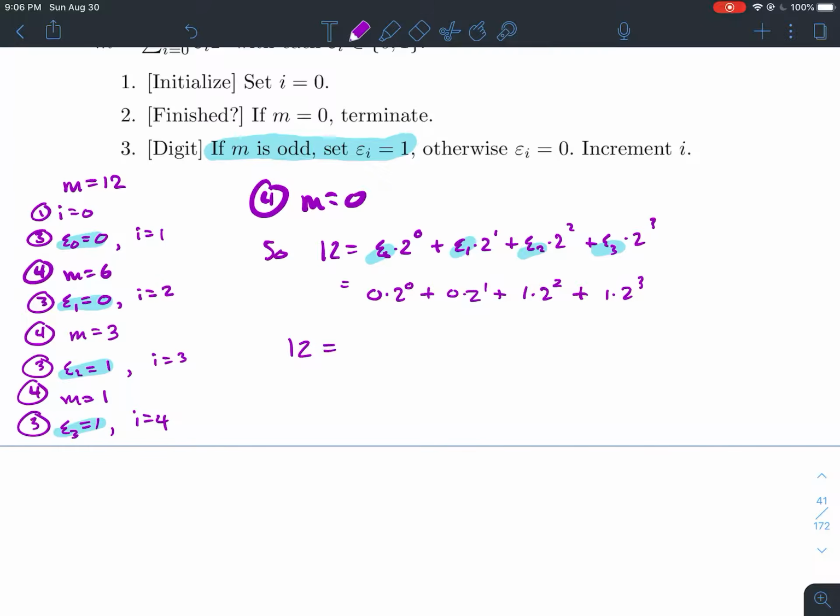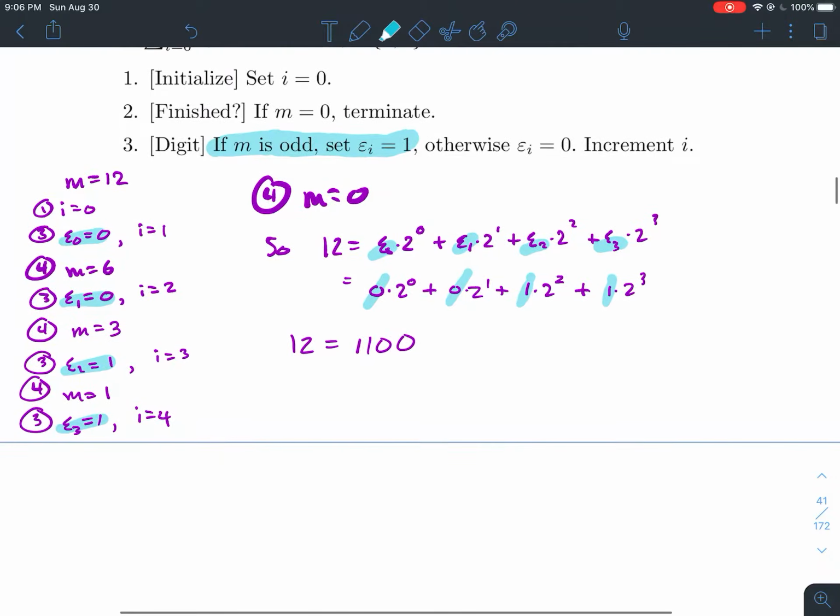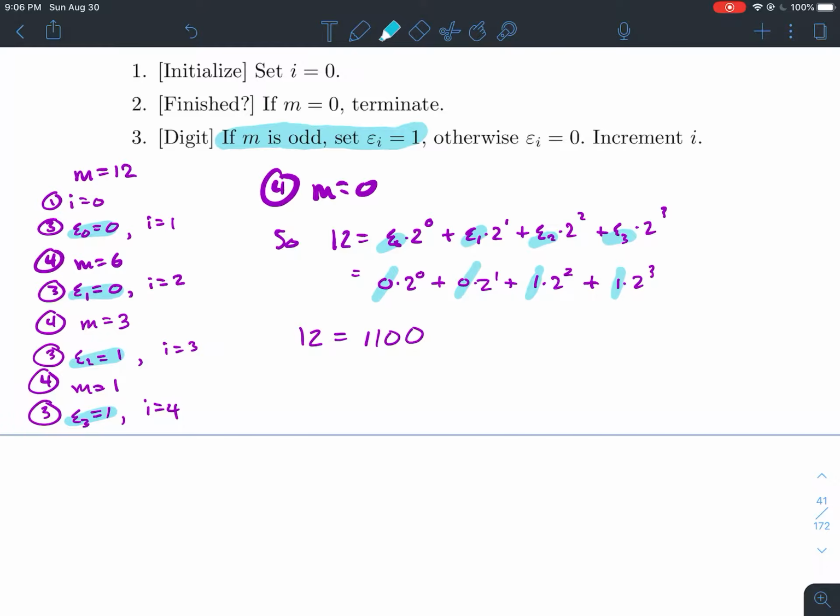In binary, we're going to read this backwards, just like in base 10. Like with 23, since the 2 is in the tens place, I put the highest power of 10 first. I'll put the highest power of 2 first, the coefficient there first. So I should read this as 1, 1, 0, 0. So 1, 1, 0, 0 would be the binary expansion of 12. Again, there are different algorithms for how to write a number in binary. If you've got a quicker one, go for it, use it. This is just a convenient one.